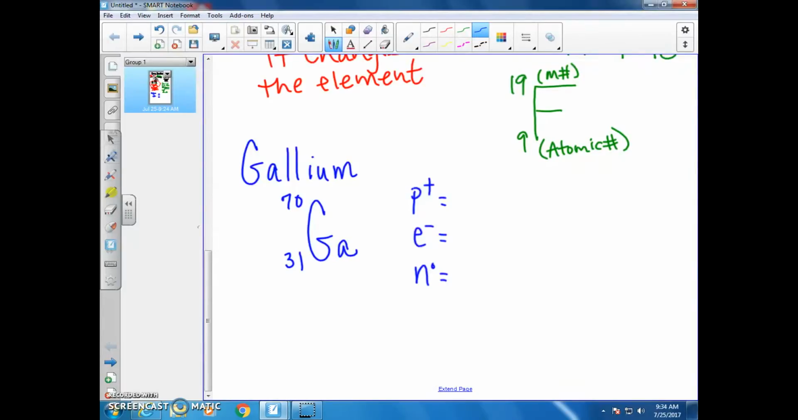you would look and see, we just said that this bottom number, the smaller number, that is the atomic number. So this is going to tell me how many protons I have. That's my atomic number. So I have 31 protons. The top number is going to tell me how many protons and neutrons I have together. This is my mass number. So if I want to know neutrons, remember I'm taking mass number, that's 70. I'm subtracting atomic number, which is 31, and 70 minus 31 is going to give me 39.